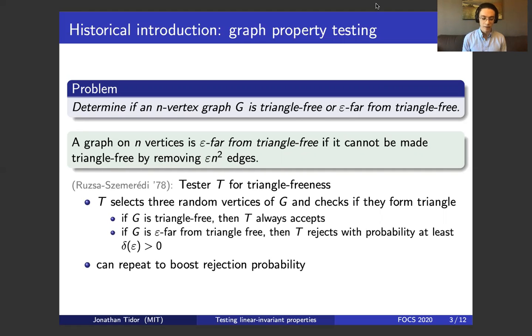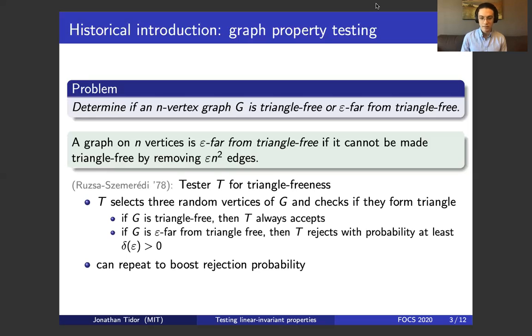Though, of course, they didn't state their result in this exact form that we'll see here. So the way the tester works is very simple. The tester selects 3 vertices at random from the graph, and then queries the 3 edges between these vertices to see if they form a triangle. Clearly, if the graph is triangle free, then these 3 vertices will never form a triangle. But the important result proved by Ruzsa and Szemerédi is that if G is epsilon far from triangle free, then these 3 vertices form a triangle with some positive probability delta that may depend on epsilon, but does not depend on n, the number of vertices in the graph.